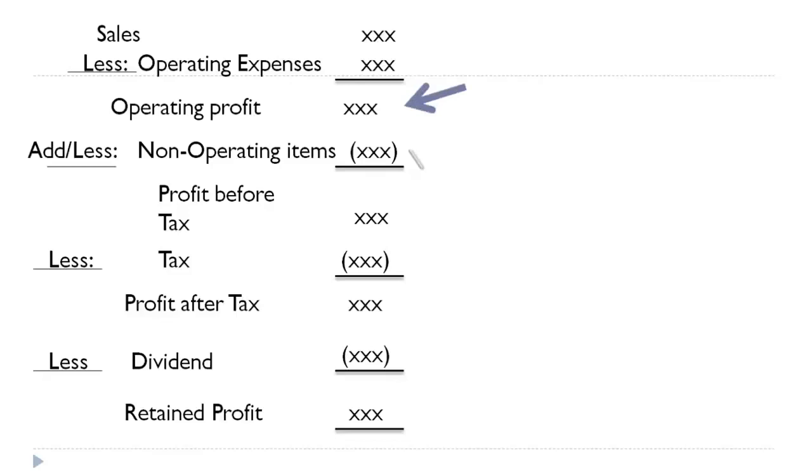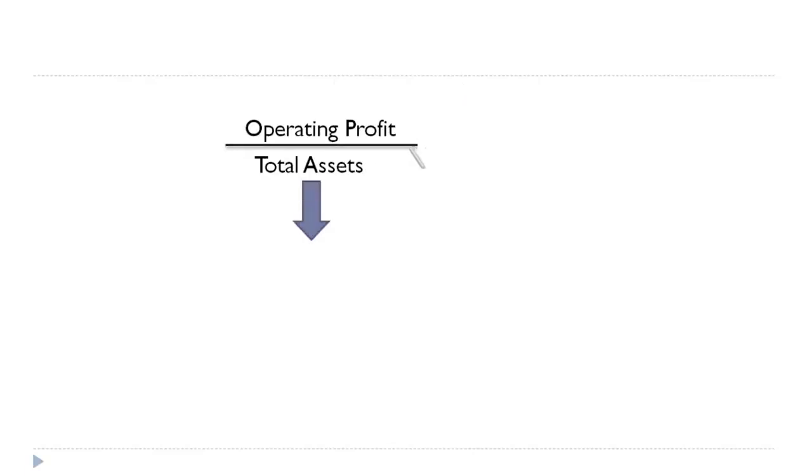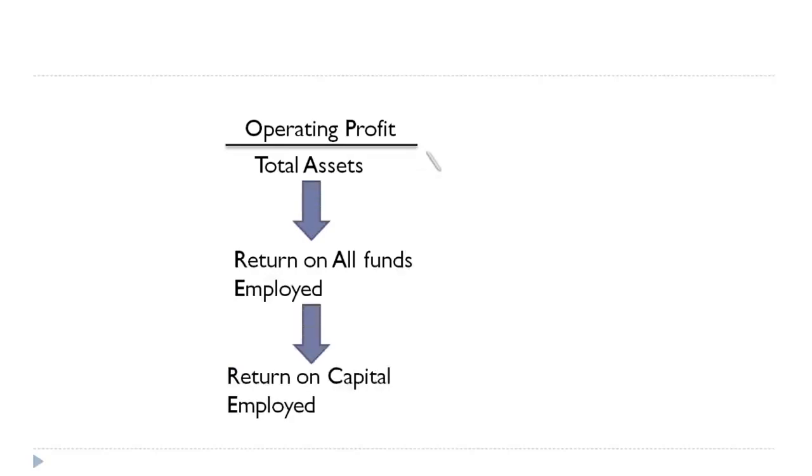We'll see how it will be computed. Operating profit will be divided by total assets, and this would give us return on all funds employed, or it can also be called return on capital employed.